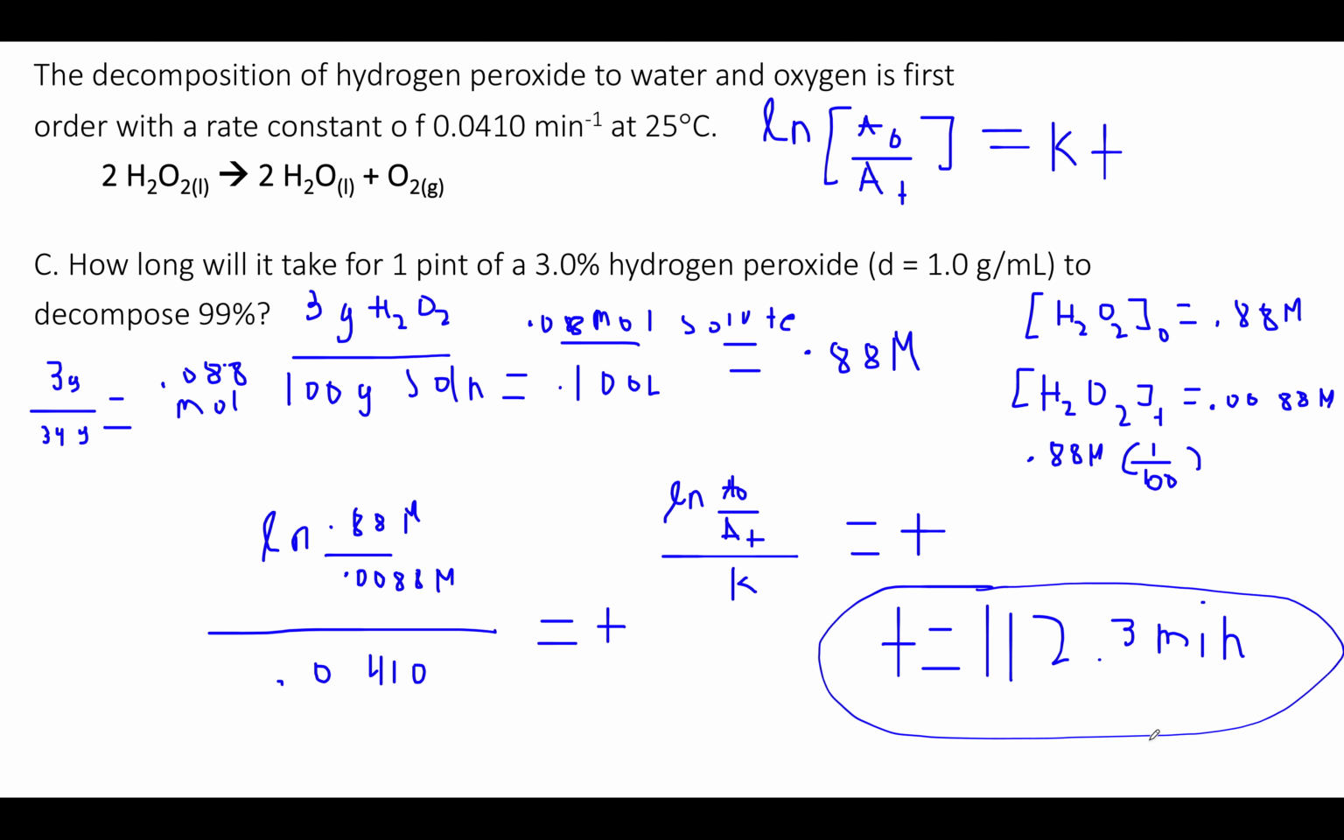So this one was probably the hardest one. You needed to convert your sample into molarity. Then we could use the second form of the integrated rate law equation to solve for t.